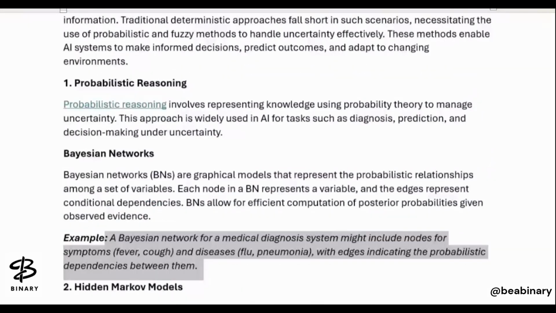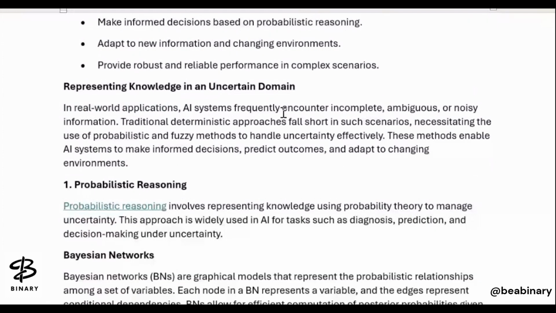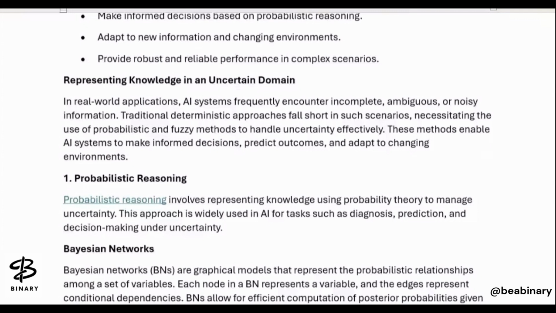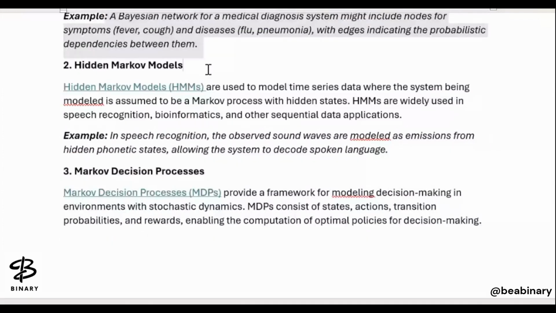We are talking about the various methods involved in representing knowledge in uncertain domains in AI. So what other model are we talking about? We are talking about the hidden Markov model. It is used to model time series data, where the system being modeled is assumed to be a Markov process with hidden states. Hidden Markov models are widely used in speech recognition, bioinformatics, and other sequential data applications too.